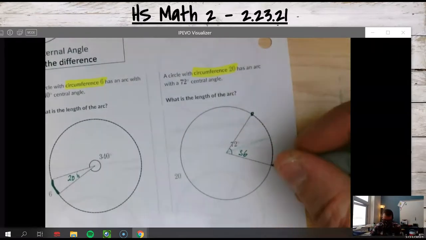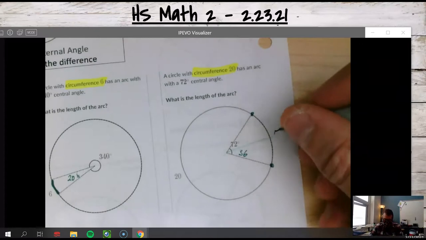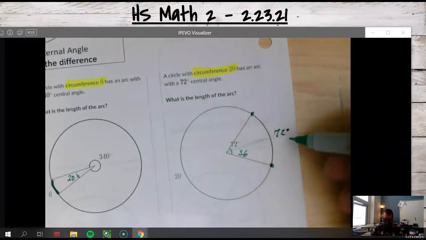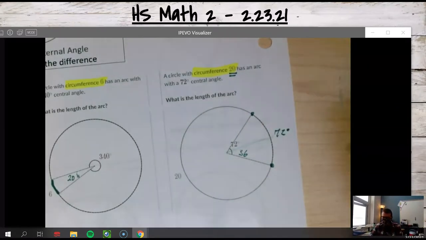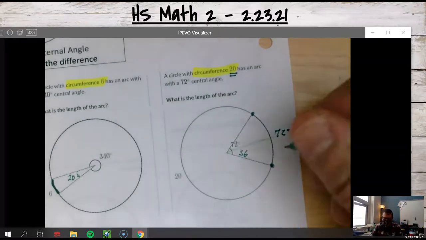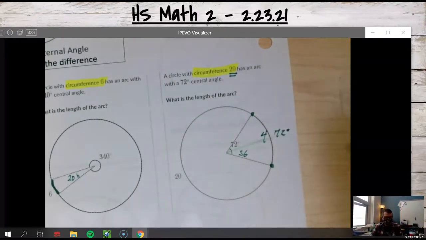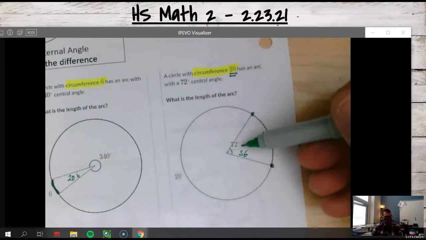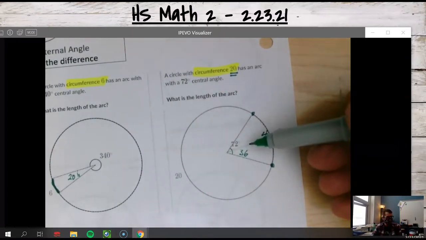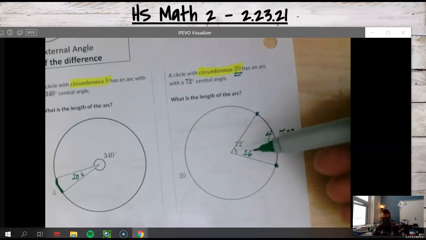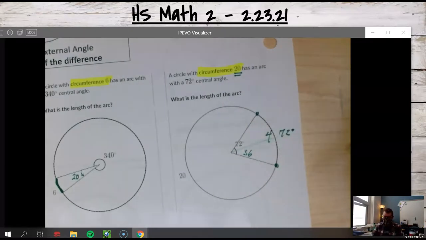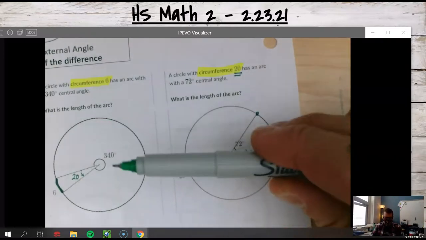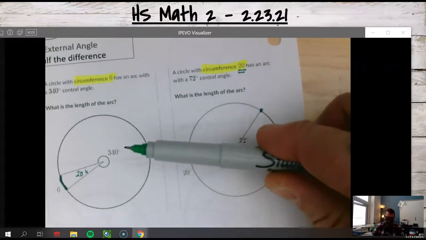So if this is the arc that is 72 degrees of the circle, it's going to be a fifth of our circumference. And what's a fifth of 20? 4. So we don't even need a calculator here. If we start to recognize, oh, 72 has a nice relationship with 360, it is just one fifth. Because we started talking about it, then Amar's glasses showed up, and I think I got distracted.